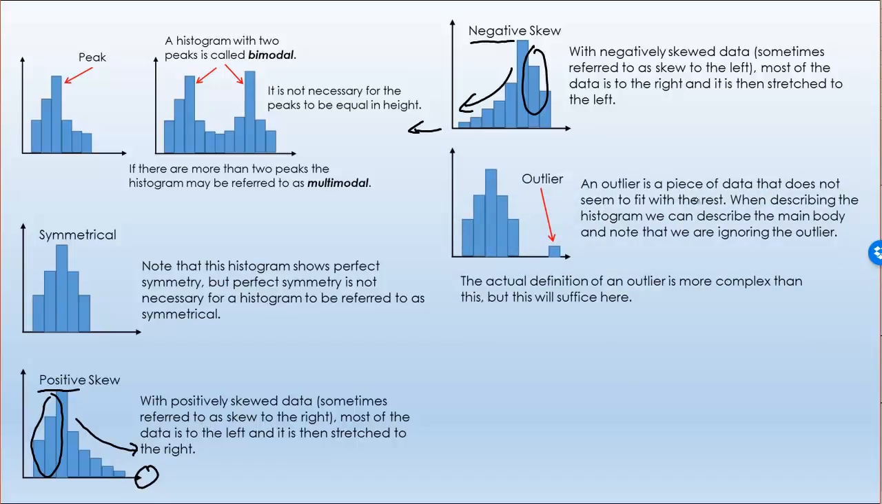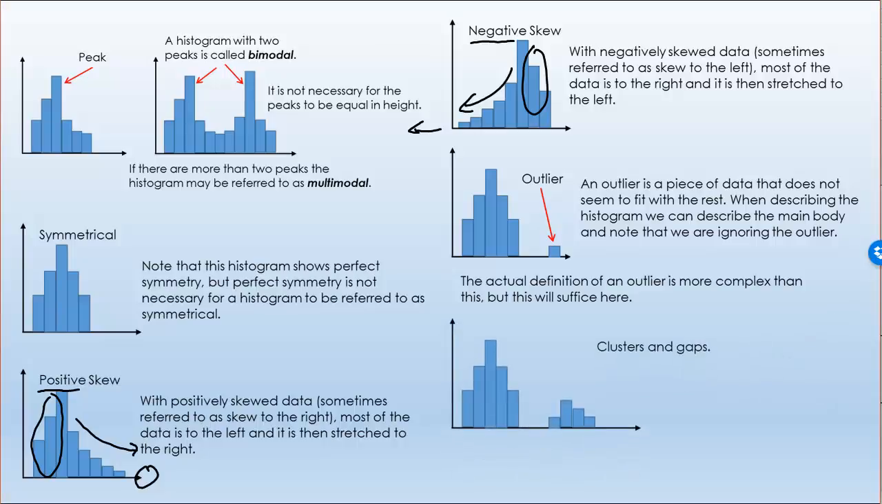An outlier is a piece of data that does not seem to fit with the rest. When describing the histogram, we can describe the main body and note that we are ignoring the outlier. The actual definition of an outlier is more complex than this, but this will suffice here in this section.